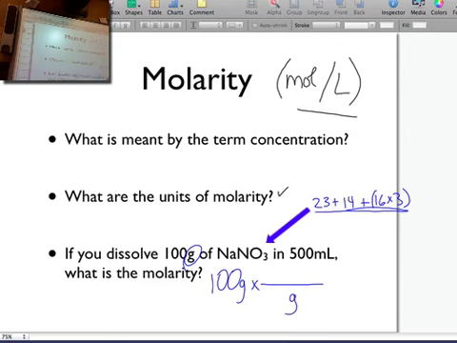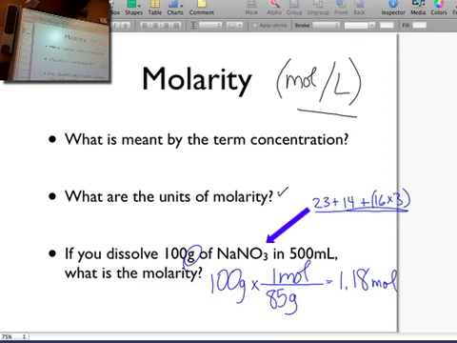So this is our mass of 1 mole of sodium nitrate. So 100 divided by 85, anybody? Do you want me to get my calculator? I got it. Make sure I don't round it too soon. Okay. So this is how many moles we have.